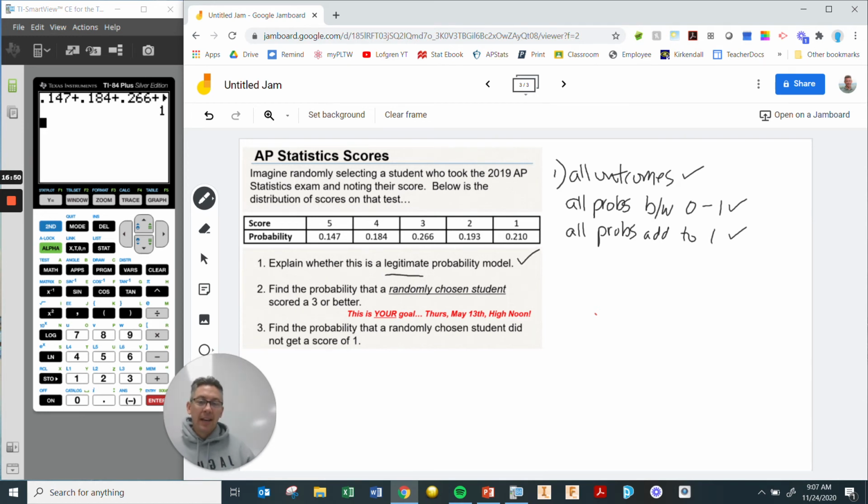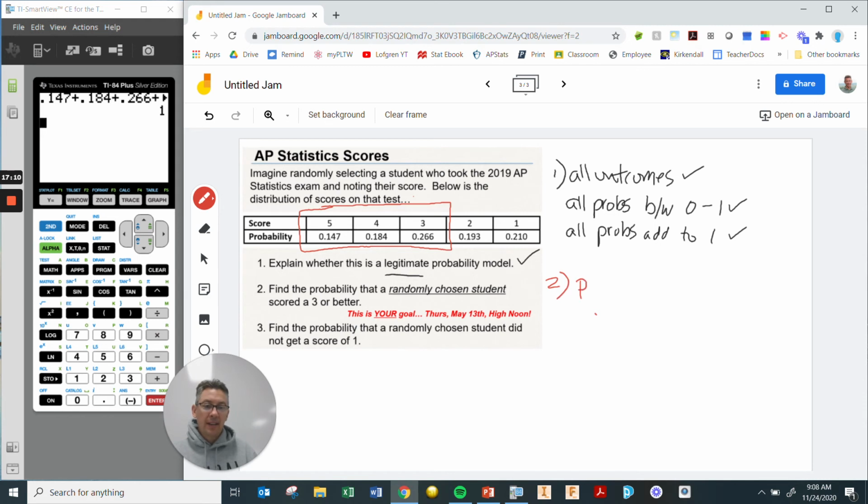Yes, we do. Okay, question number 2 says find the probability that a randomly chosen student scored a 3 or better. A 3 or better would mean you got a 5, you got a 4, or you got a 3. So we're looking for a 3 or better.